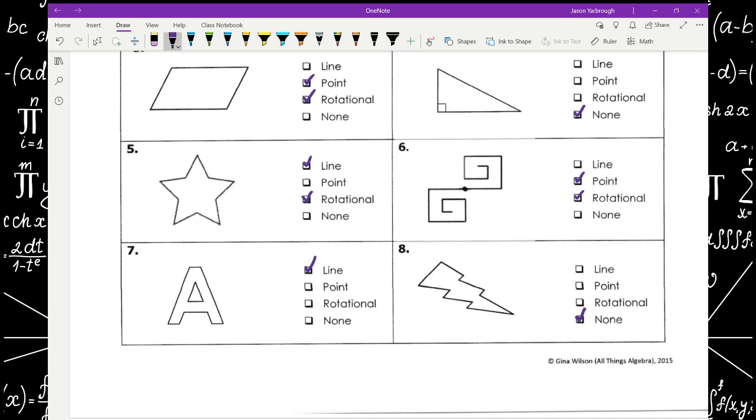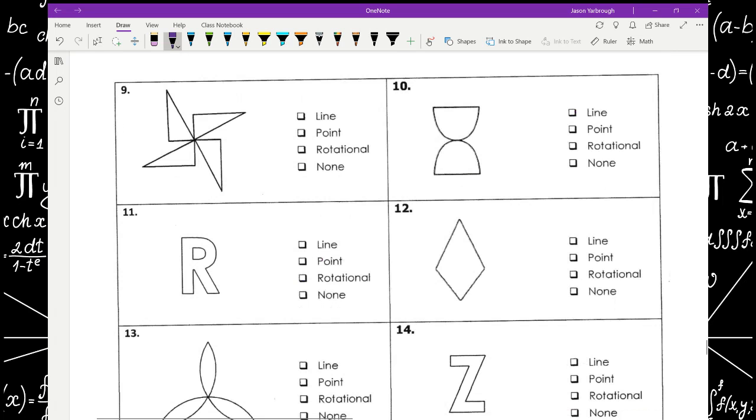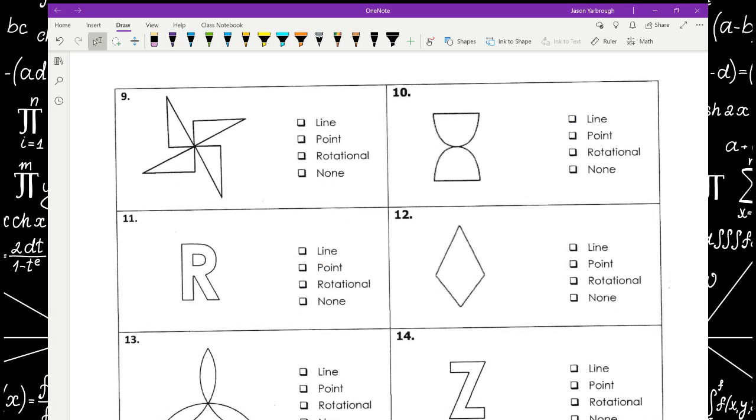All right, number 9. Does it have line symmetry? No. Does it have point symmetry? If I turn this upside down, is it the same? All right. Yeah. The rotational? Yeah, it repeats 4 times. And notice it repeats 4 times. It's an even number. So again, anytime it's an even number on repetition, it is also point.